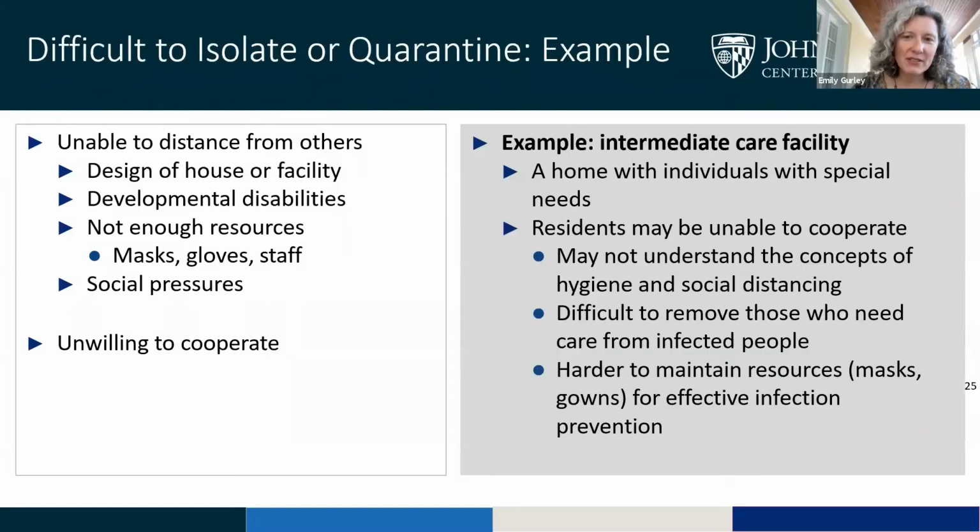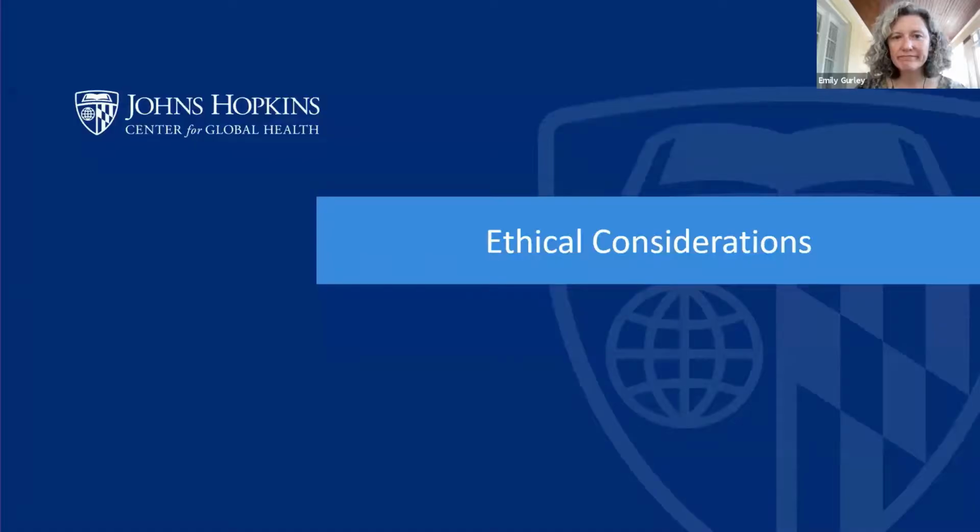One example where it's difficult would be an intermediate care facility. So residents may be unable to cooperate. They may not understand concepts of hygiene. It may be difficult to remove people from that setting because they need the care. So these are the types of places where controlling spread of COVID is just really difficult, and takes even more effort above and beyond regular contact tracing.